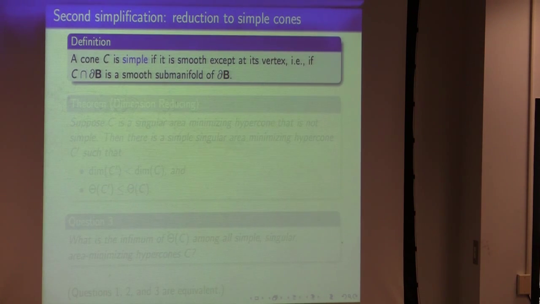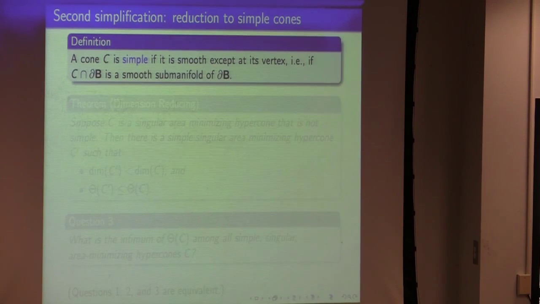Okay, but then there's a second simplification. You can reduce to the case of simple cones. So I'll say a cone is simple if it's smooth except at its vertex. Or equivalently, that means if you intersect the cone with the sphere, you have a smooth submanifold. But possibly immersed. Pardon? Could it be immersed, perhaps? Well, it turns out if it's area minimizing, it'll automatically be embedded. But in general, if you're talking about minimal things in general, it might be immersed, yeah.